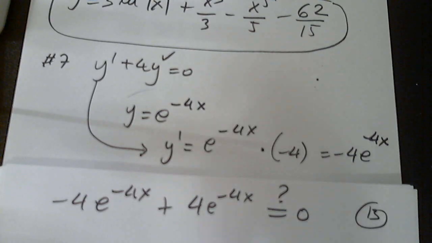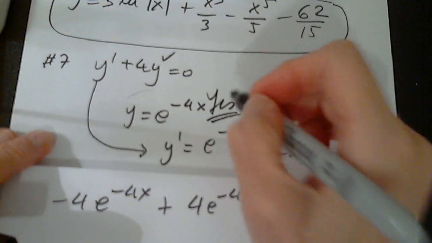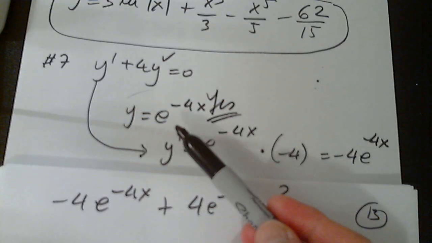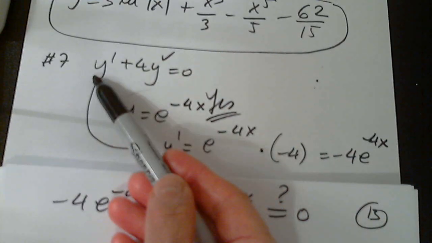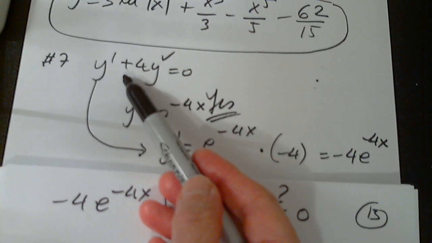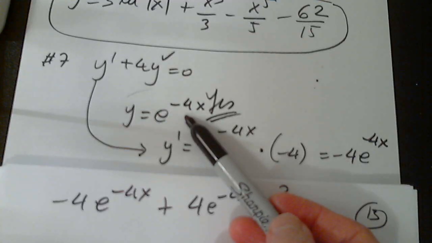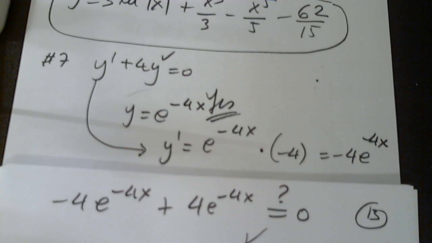Yes. Of course, yes. It is, because this is indeed 0. So I put the derivative of the function, then I added 4 multiplied by the function. I did get 0. So I will say yes, this is one of the solutions. It may not be the only one, but it's definitely one of them.